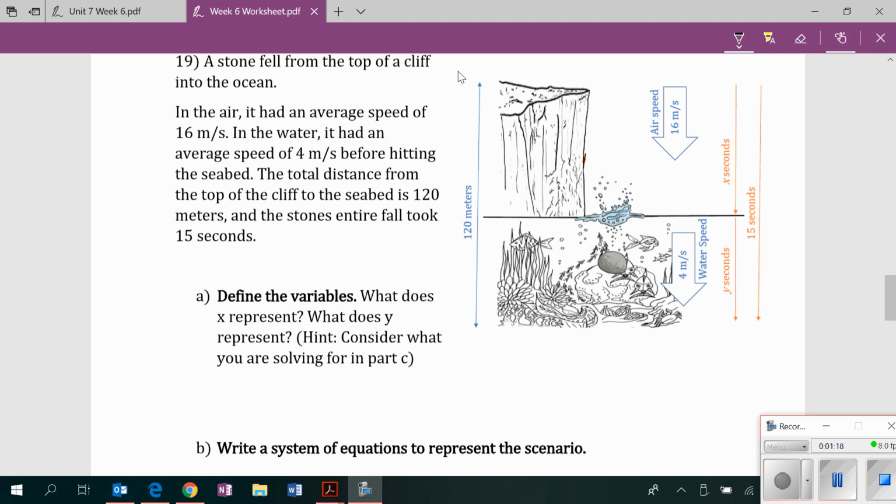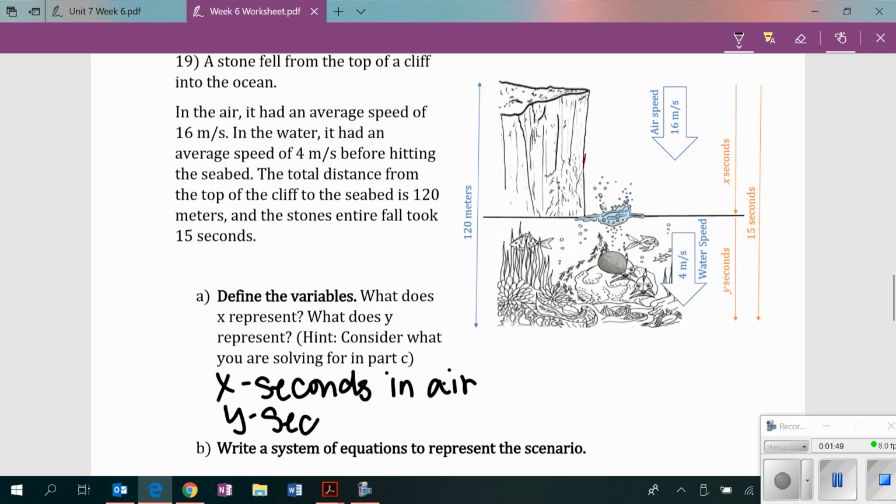So right here, if you look at your picture, it actually tells you X seconds and Y seconds. So we can go ahead and allow those to define my X and Y. So my X is going to represent seconds in the air, so seconds that it's falling at the air speed of 16 meters per second, versus Y seconds in water.